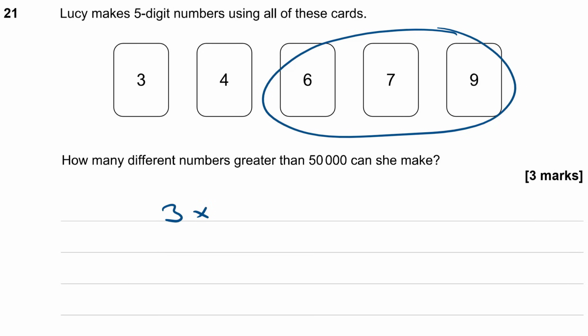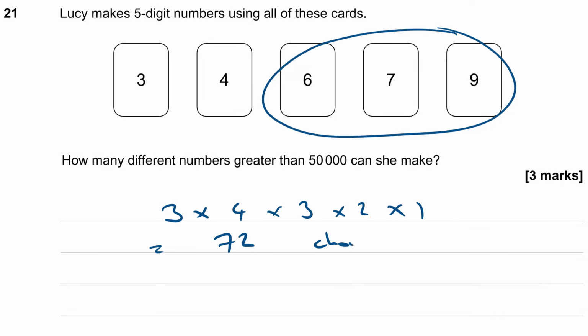For her second selection, doesn't matter which one of those 6, 7 or 9 she picks, she'll have 4 other choices for her next digit number. Then she'll have 3 choices for her next digit, and 2 and then 1. So the total number of selections that she's got is going to be 3 times 4 times 3 times 2 times 1, which is 72 choices.